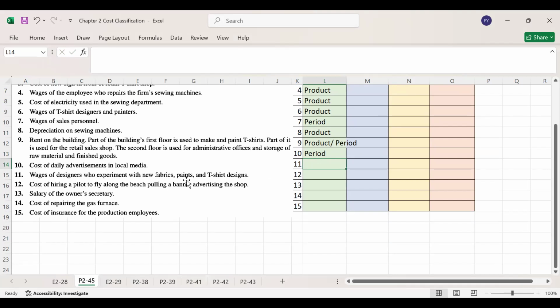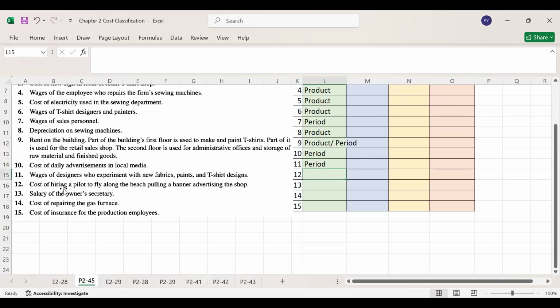So wages of the designers who experiment with new fabrics, paints, or t-shirt designs. So this is the part of research and development. You can say, because they are actually not producing, but they are designers, they do experiments. So research and development cost is a part of period cost.